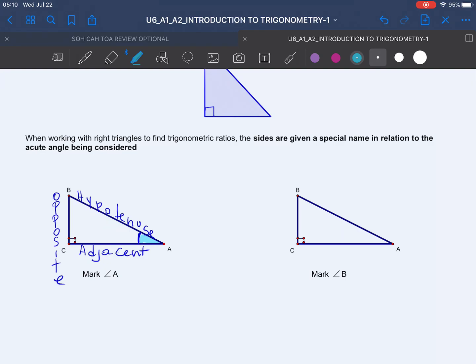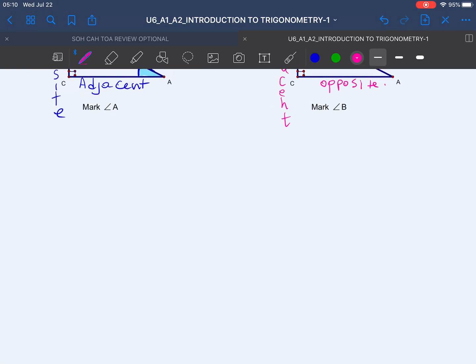If the angle of reference changes, for example, if we looked at the angle B, the hypotenuse will still be called the side BA because it's still opposite angle 90. However, the opposite and adjacent will change places here. So the adjacent will be side BC because it will be the second arm of the angle. And the side AC will be the opposite because it's right across the angle B. As simple as it seems, it's very important that we label the sides correctly.